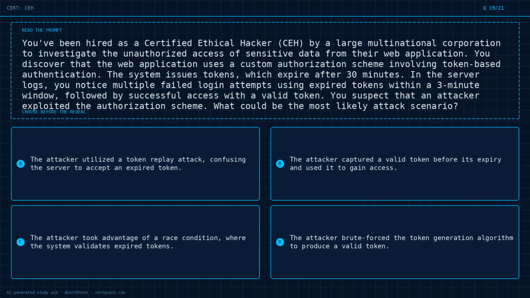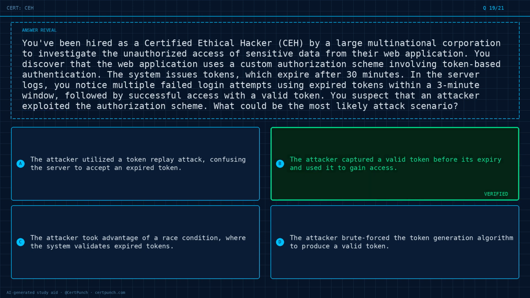Option A. The attacker utilized a token replay attack, confusing the server to accept an expired token. Option B. The attacker captured a valid token before its expiry and used it to gain access. Option C. The attacker took advantage of a race condition, where the system validates expired tokens. Option D. The attacker brute forced the token generation algorithm to produce a valid token. Choose the best answer before the reveal. Commit to it now.